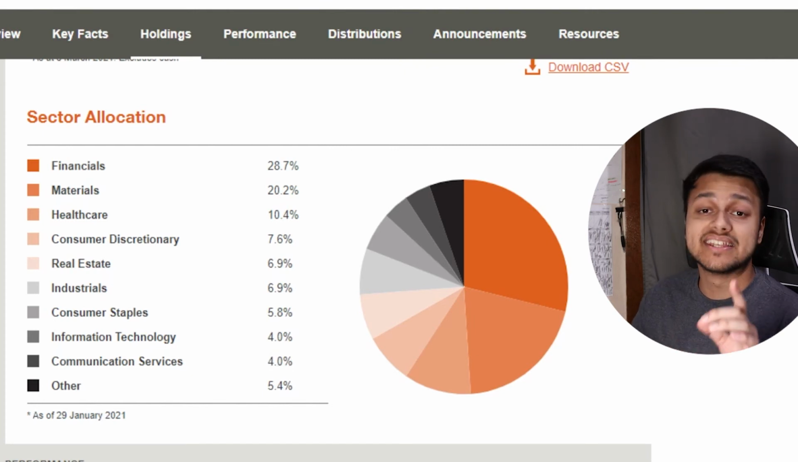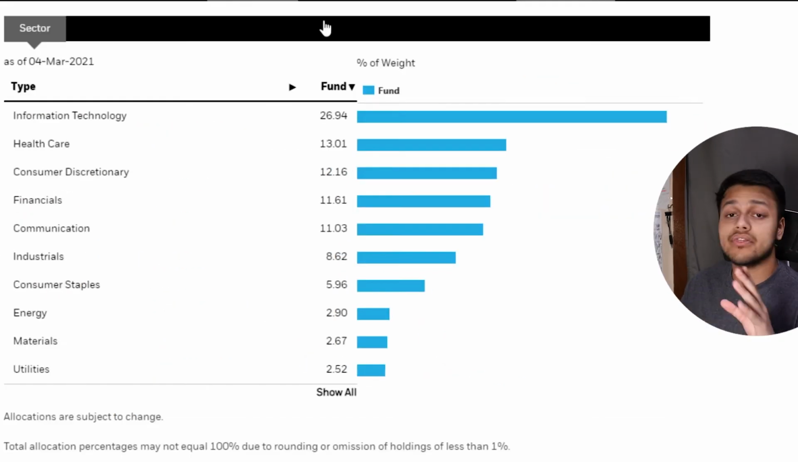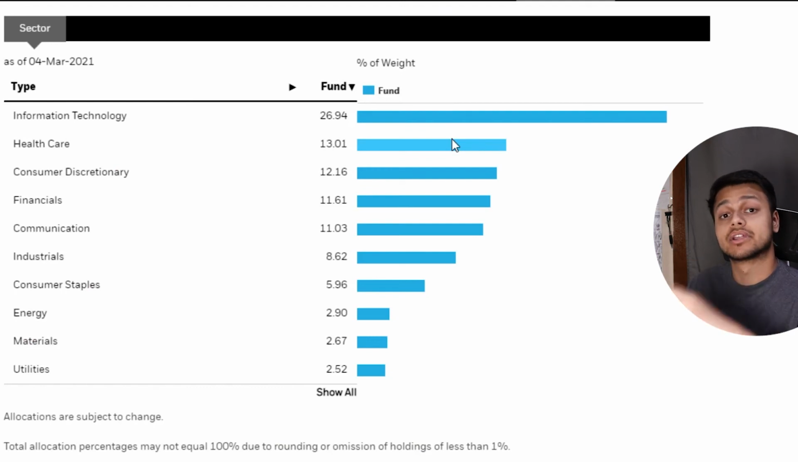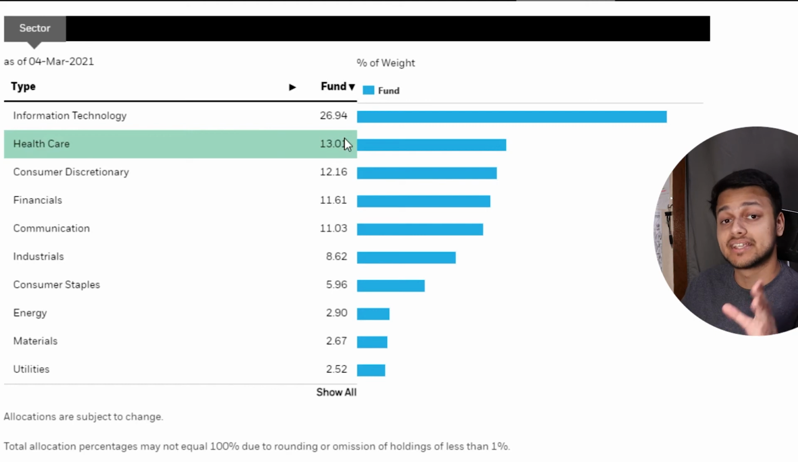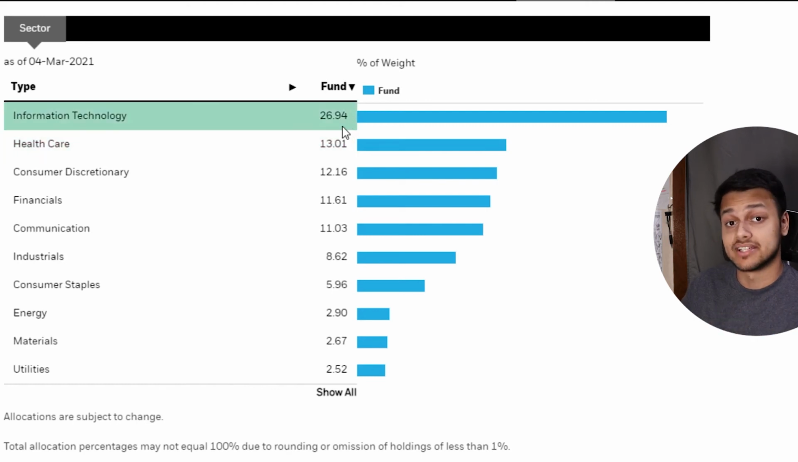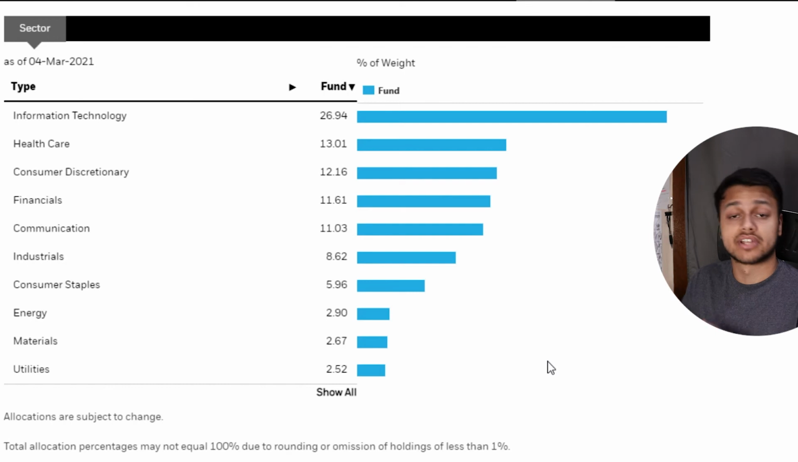Now, if we compare this ETF to ASX IVV, this is the S&P 500 ETF listed on the ASX, which tracks the American market. You can see that IT is the biggest sector at about 27%. So if you guys want to get further diversification, also think about investing in other economies as well.